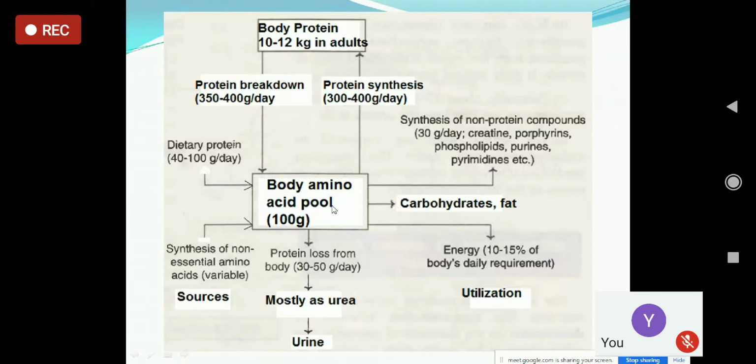So how are these amino acids utilized? There is regular protein loss from the body, which is about 30 to 50 gram per day, mostly as urea in the urine. So this loss should be supplied by the diet, and amino acids are also required for the synthesis of non-protein compounds like creatine and porphyrins, purines, pyrimidines.